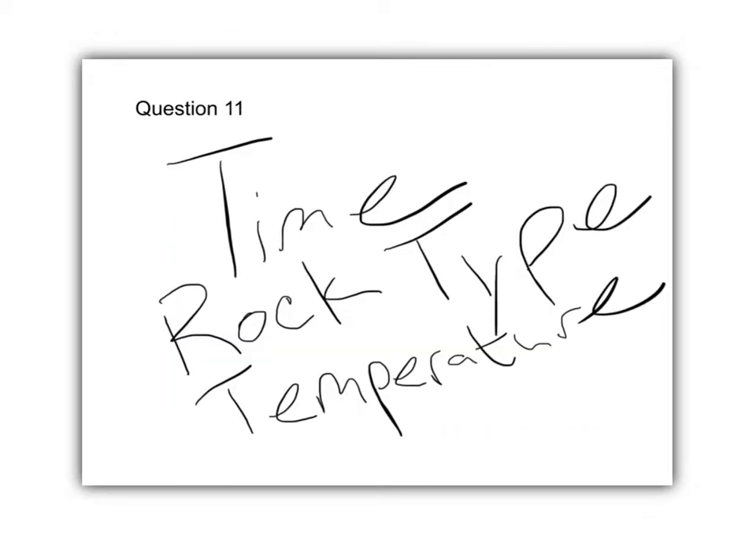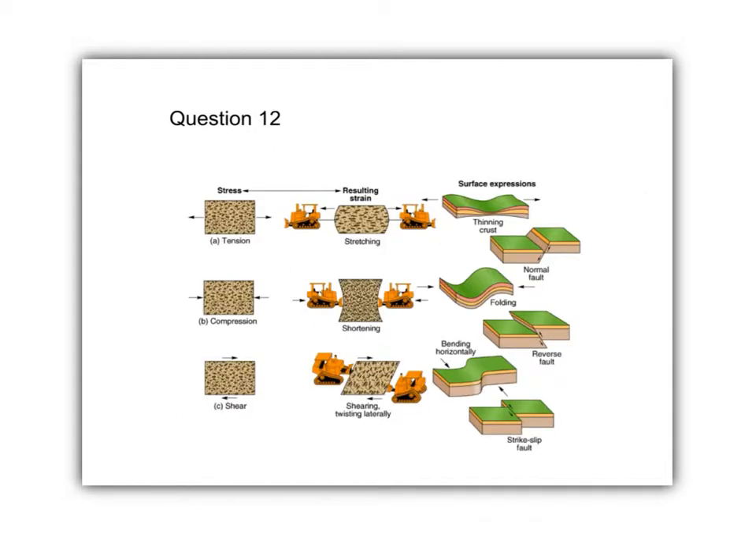Moving on to mountains. This one we couldn't find a good picture for, so we just kind of wrote them in there. 3 factors that affect the rock strength. You got time, you got rock type, and you got temperature. For question 12, our compression stress versus tensional stress.